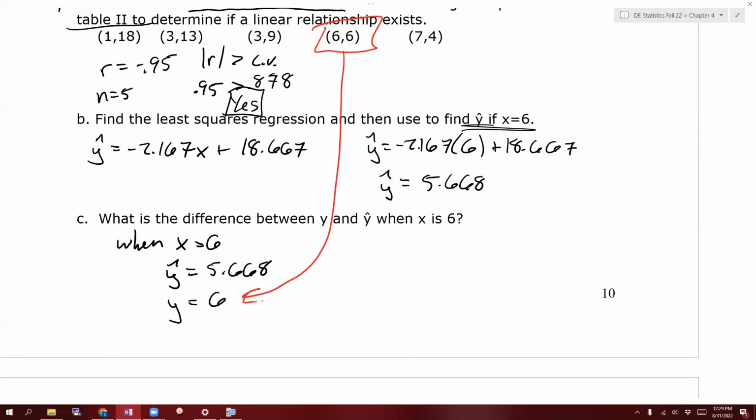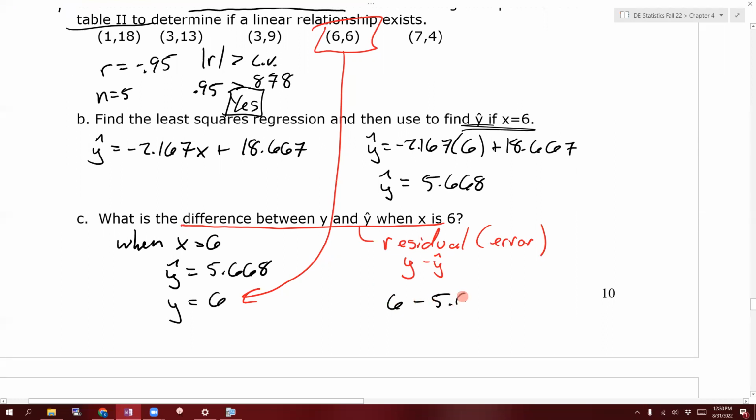And then it wants to know the difference between those two values. And so that difference, the difference between y and y hat, is called a residual. And it is the error in my prediction. And we find it by doing y minus y hat. So 6 minus 5.668 gives me an answer of 0.335.